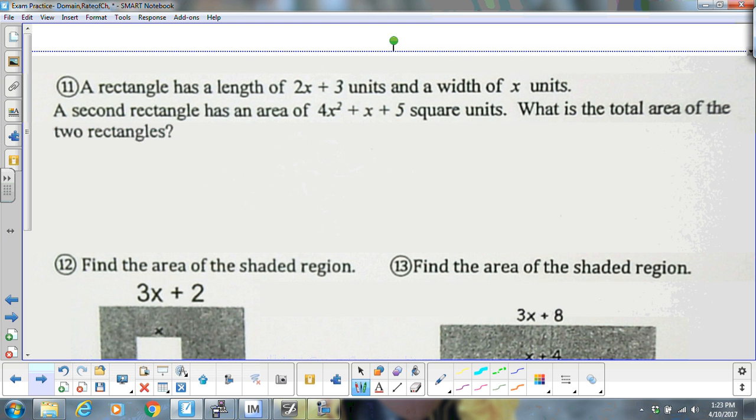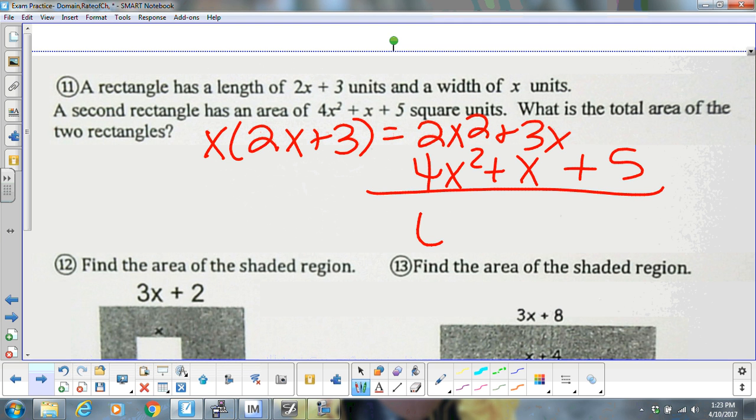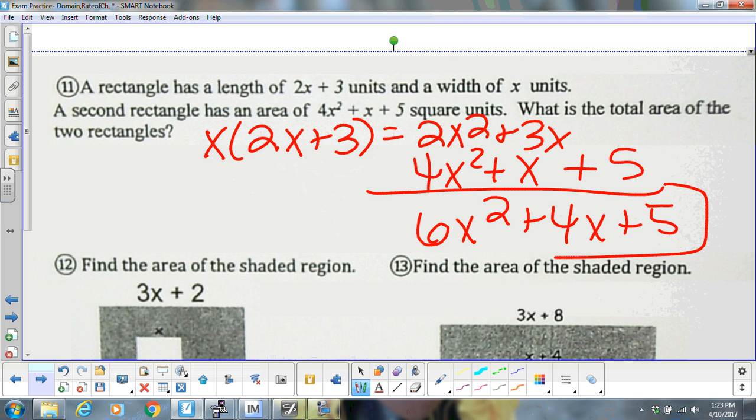Just remember on this one, you have to multiply the first two and then add the other area to it, giving you 6x squared plus 4x plus 5.